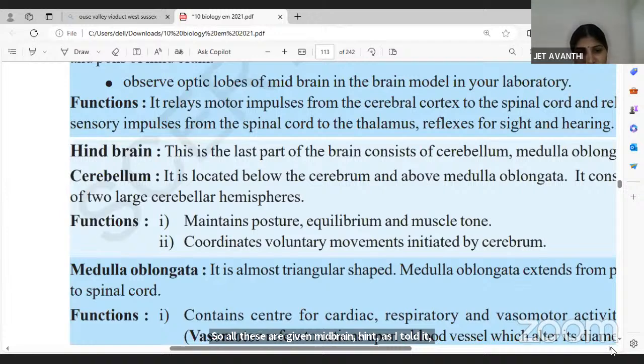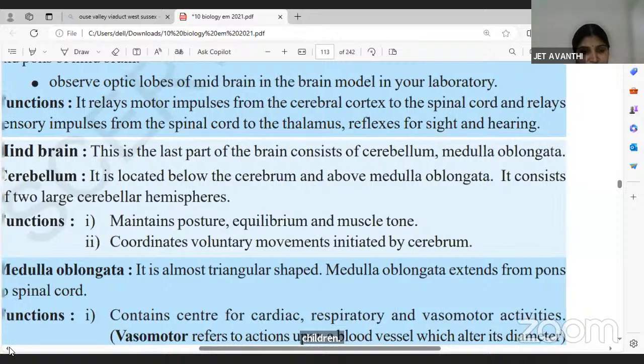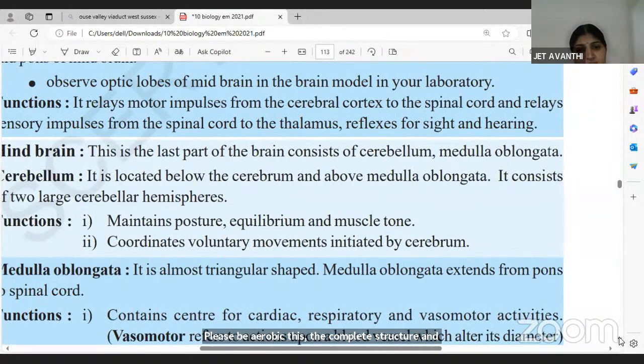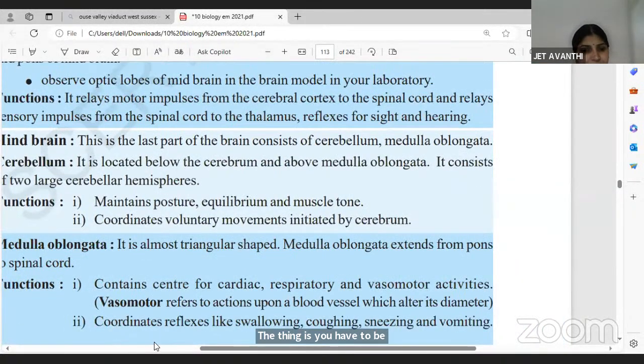Very important, children. Please be thorough with this, the complete structure and function of the human brain. You may get many questions from this topic. The thing is, you have to be very thorough with the concept.